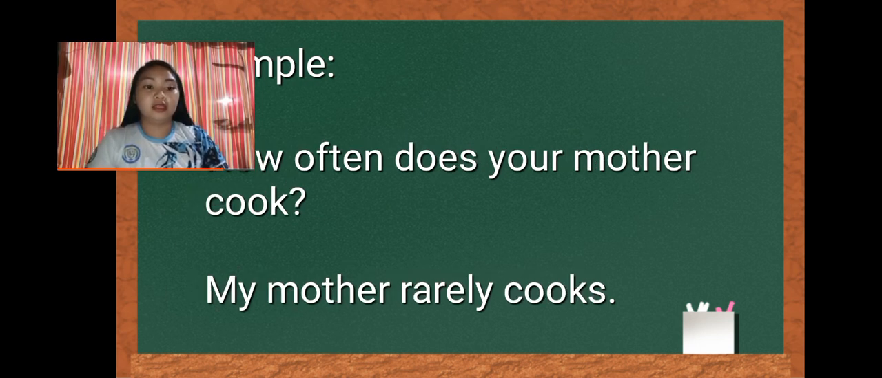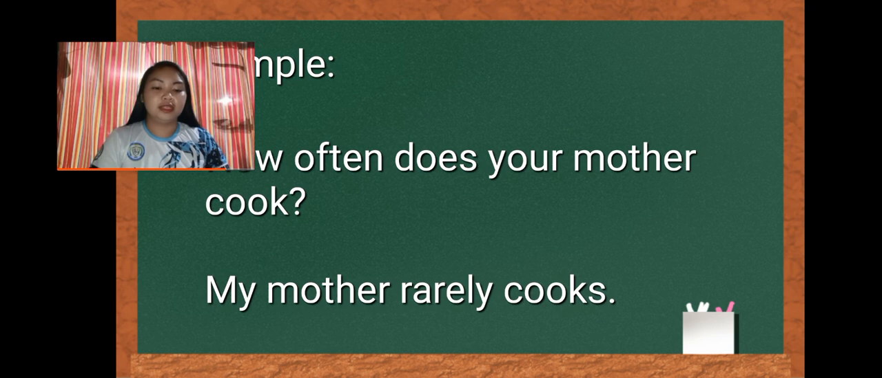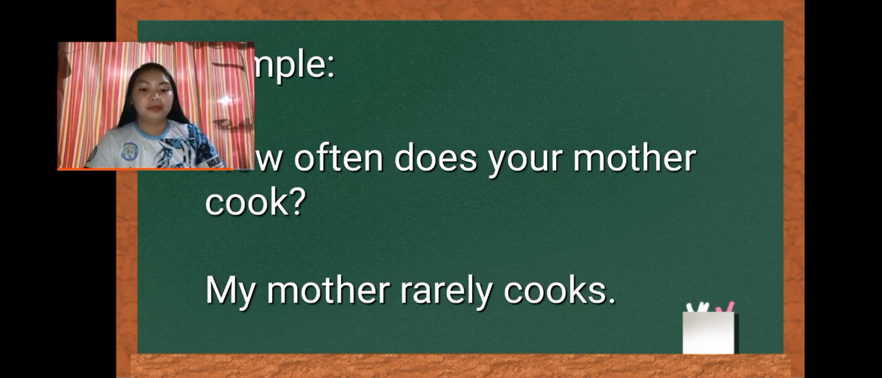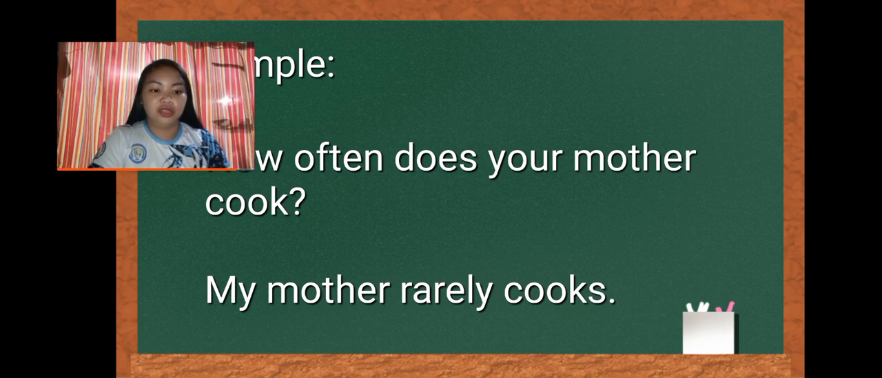Now let's have another example. How often does your mother cook? My mother rarely cooks. So the adverb of frequency in the sentence is the word rarely, because it answers the question how often does your mother cook, and it is placed before the main verb, which is the word cook.